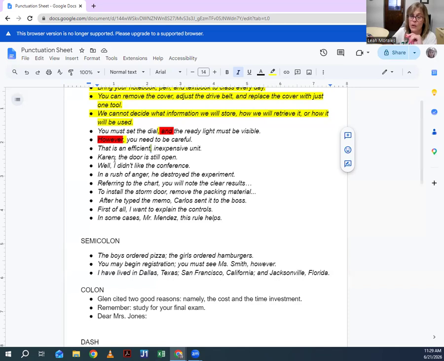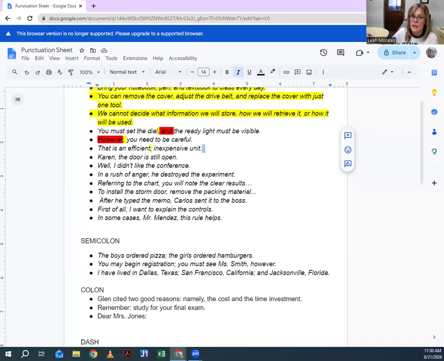Also, you have to make sure that you could put the word and between them and the sentence still makes sense. That is an efficient, comma, and inexpensive unit. If you could put and in there, as you could, or you could reverse them, then you need the comma.